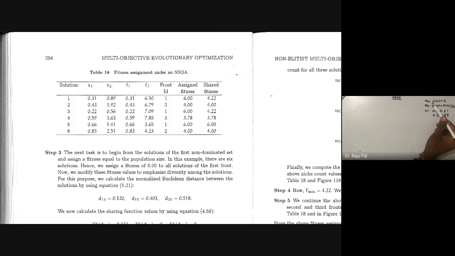Both objectives are to minimize the fitness value, and the bounds of these variables are given as 0.1 to 1 for x1 and 0 to 5 for x2. So these are two objective functions. That's why we can apply a multi-objective optimization algorithm here, and today we will discuss NSGA, that is the non-dominated sorting genetic algorithm.